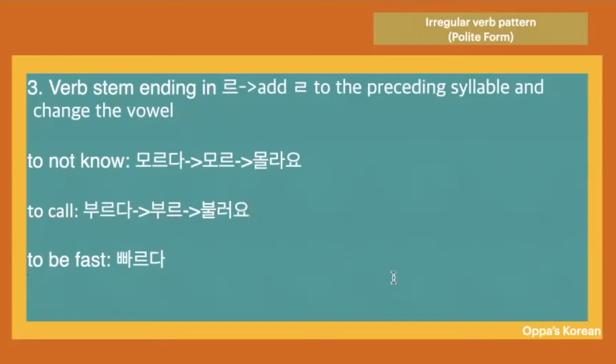To be fast, 빠르다. The stem is 빠르. The stem ends in 르, so you add 리을 to the preceding syllable, 빨, and change the vowel. 빨라요. Again, when you change the vowel, you need to see the preceding syllable's vowel. The vowel here is a, so you put 아요, 빨라요.